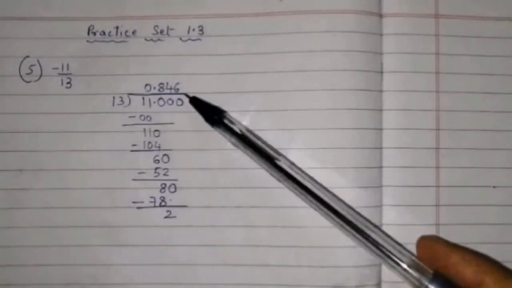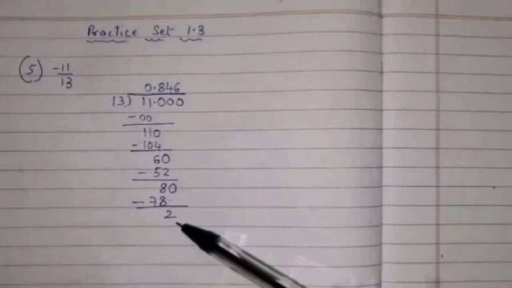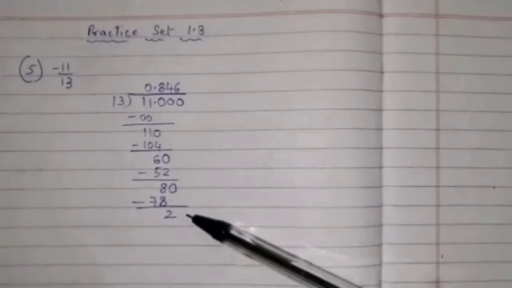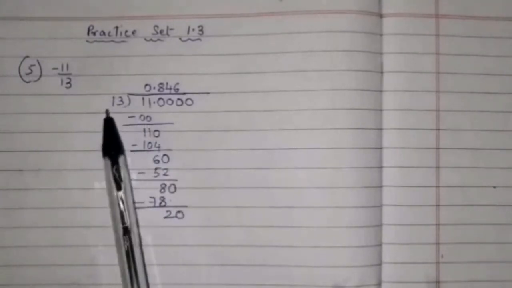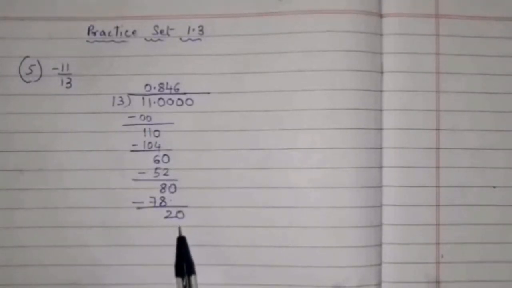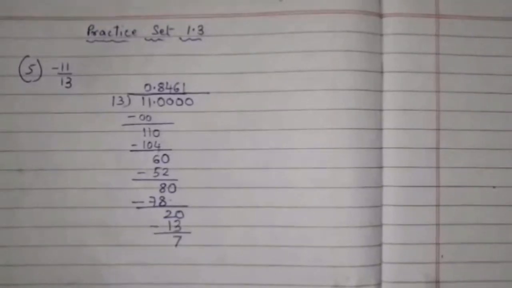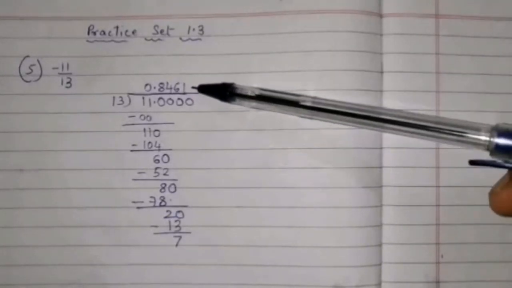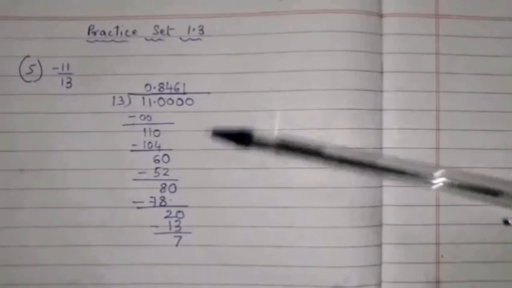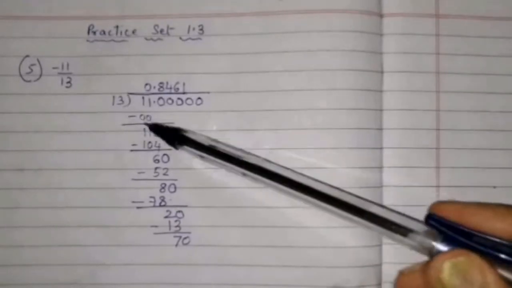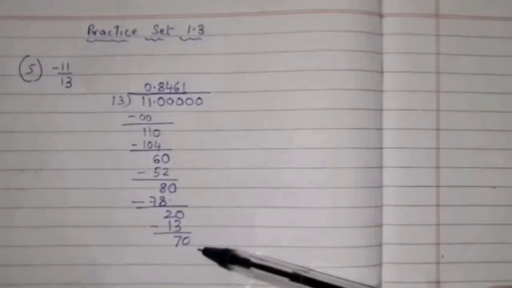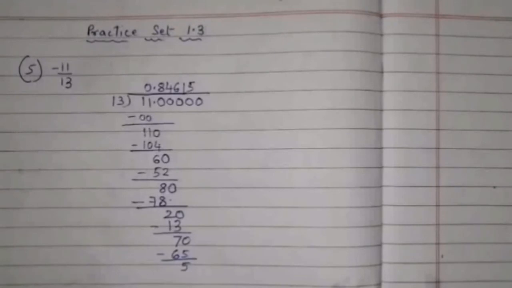So here 13 6 are 78, 2 is remaining. So take one more 0 here as well as here. Now 13 will go only once in 20. So now quotient 1, remainder 7. Put one more 0 in both the places. Now 13 will go 5 times in 70. Again remainder is 5.